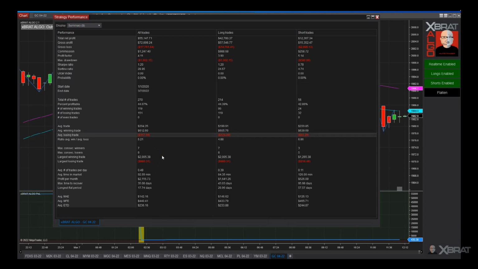So you can see there, even with a win rate of 44%, we have that net profit and that massive profit factor, and those huge differences between the average winning trade and average losing trade. Also, largest winning trade, $2,000 there, just over. Largest losing trade, $980.